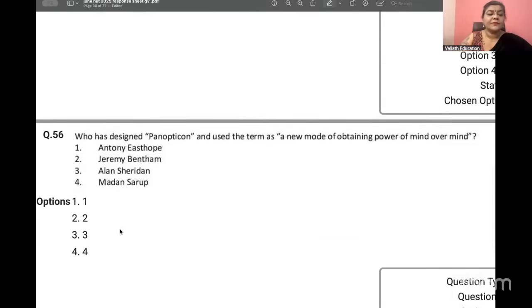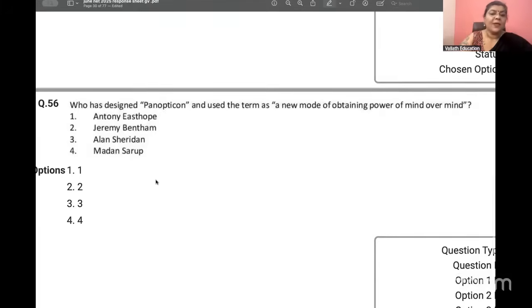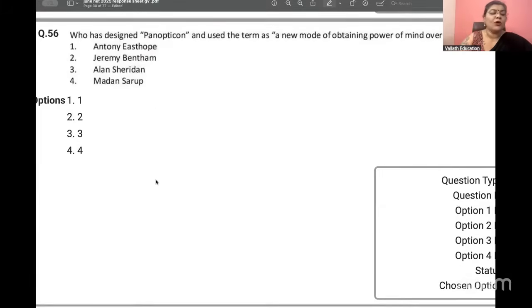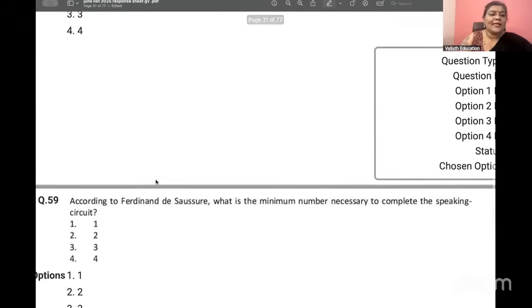Who has designed Panopticon? And you don't have to read. It is Jeremy Bentham. Everybody knows it is Jeremy Bentham. Panopticon, Jeremy Bentham. So the first 4 questions were easy. Now, let us take a look at the next question.